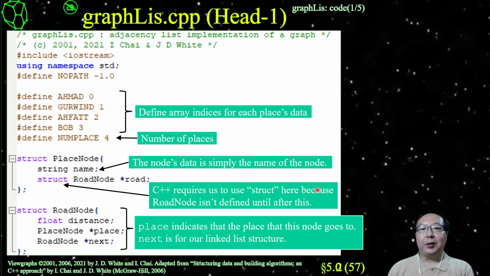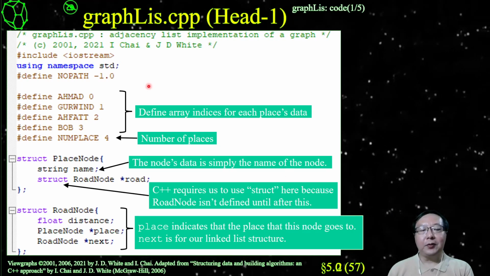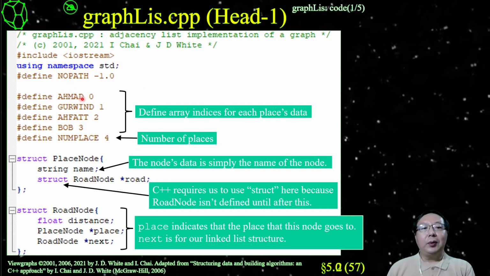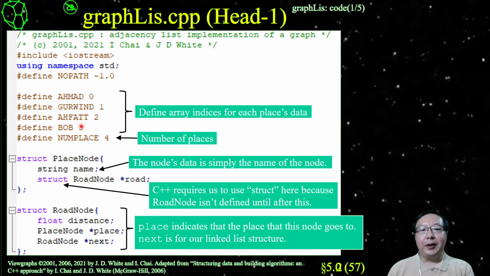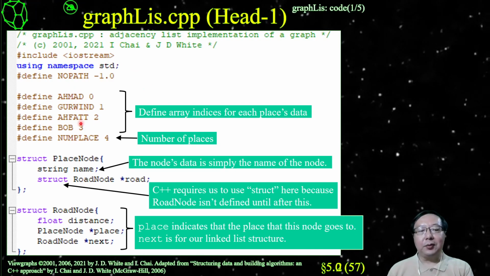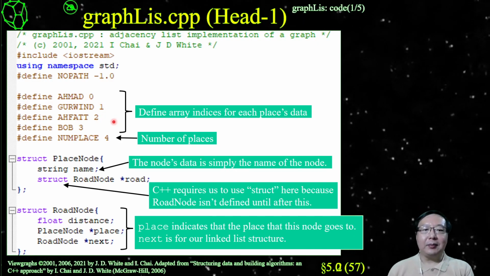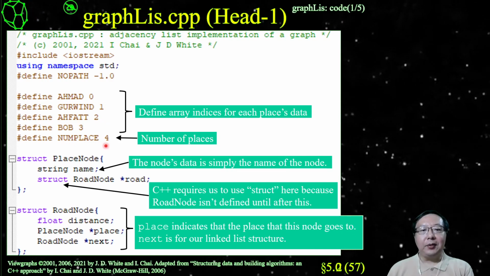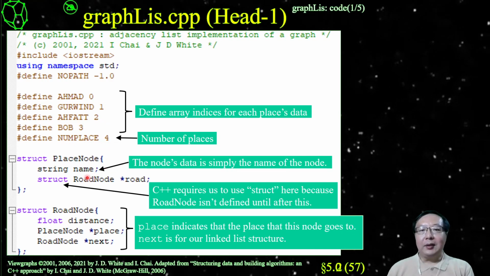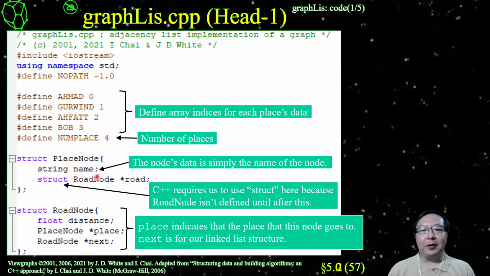So let's look at the code. Here's the header of the code, first part of the header. We have defined all these place names just to make it easy for us to refer to them by their names rather than by numbers. And we also define the number of places. Then the node's data is simply the name of the node.